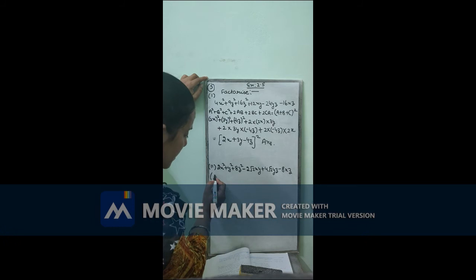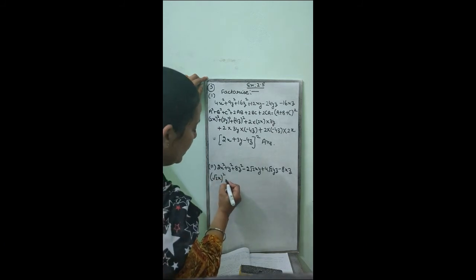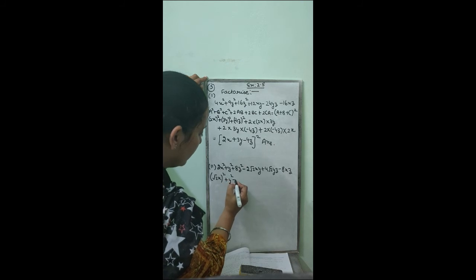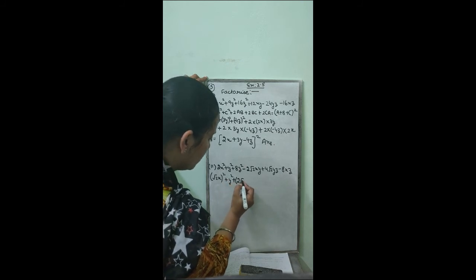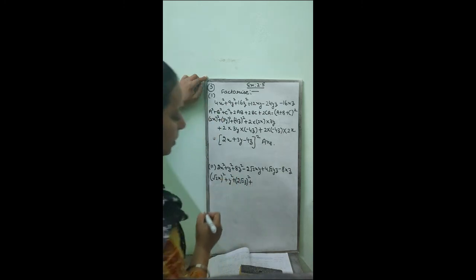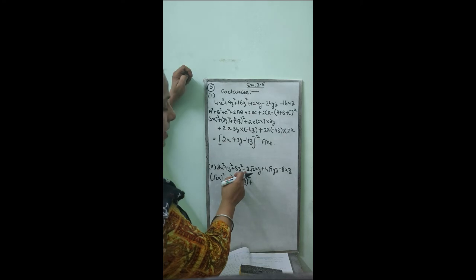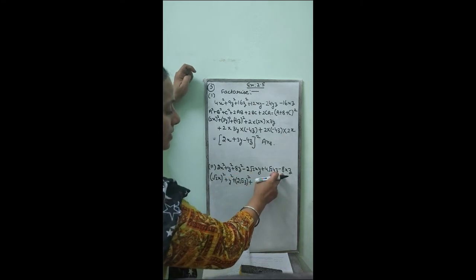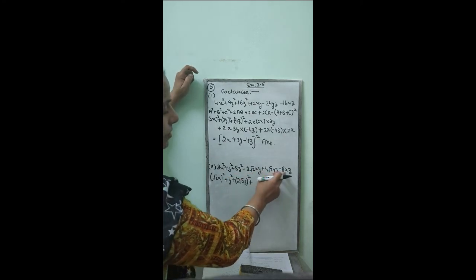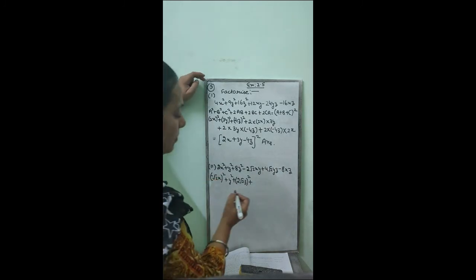2 is under root 2x whole square, y is y square, 8 is 2 under root 2z whole square. 2ab is, before starting with 2ab, what you will do? You will see if there is any negative sign, adjust it. Which statement is common? X. It means the first term having x is negative.